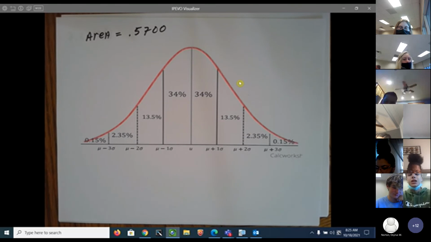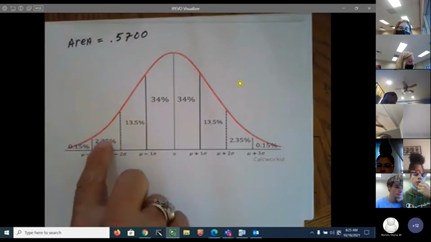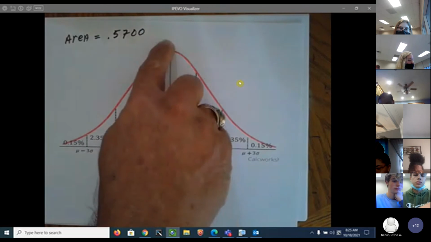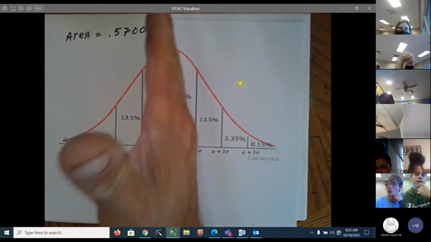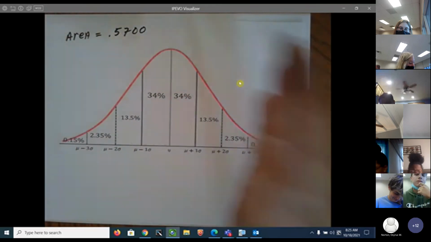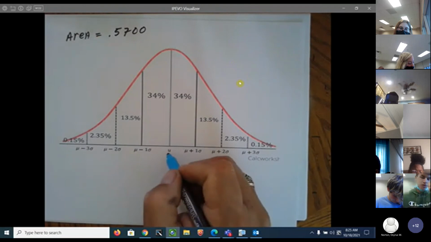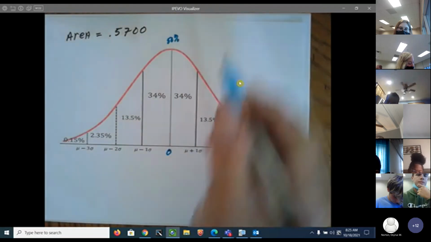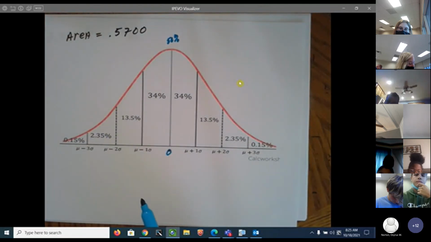0.57 would be a little bit past center of 0 and 1. What does this mark right here represent? 0.50, right? The left is 50%, right? So the middle that you're talking about, 0, yes, that's 50%. Because you add up these four numbers, you get 50%.